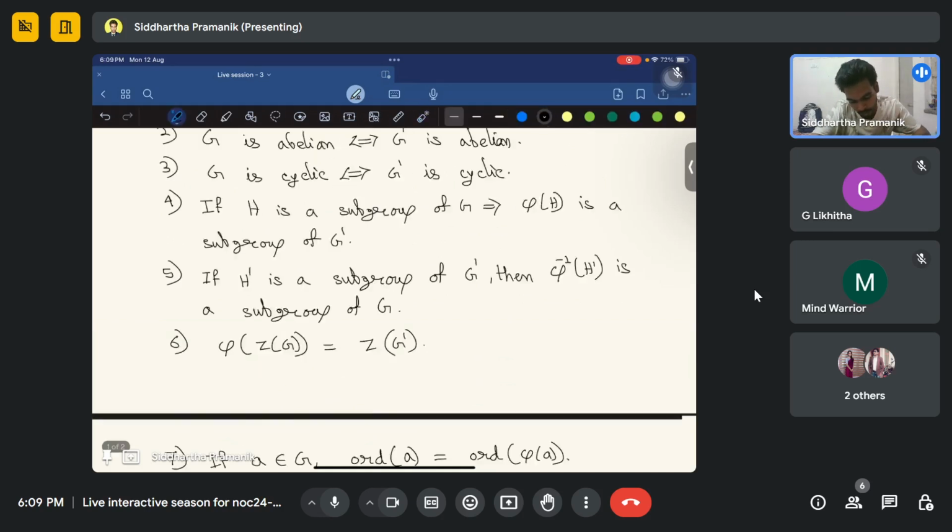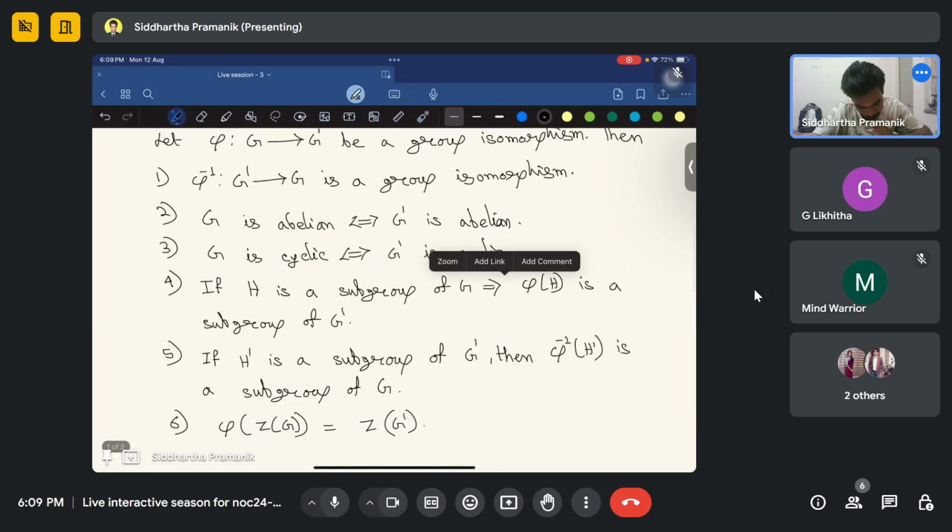I will not prove all these properties because they are very easy to prove. I will prove very few of these.